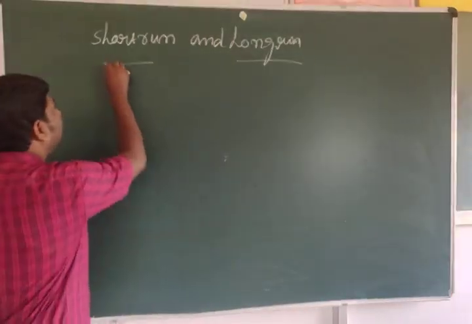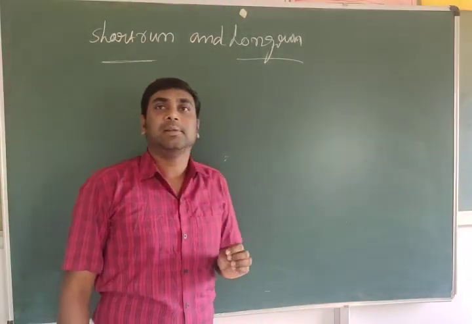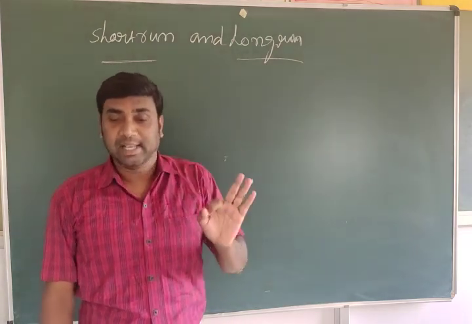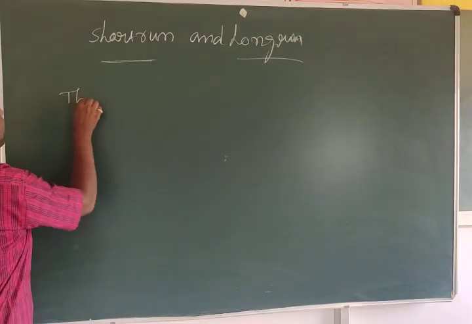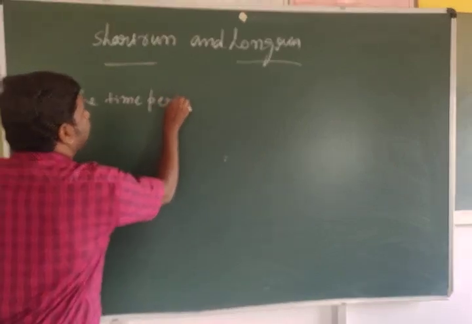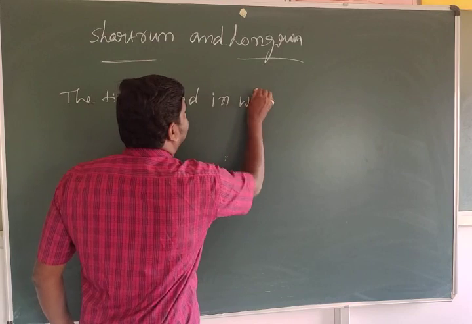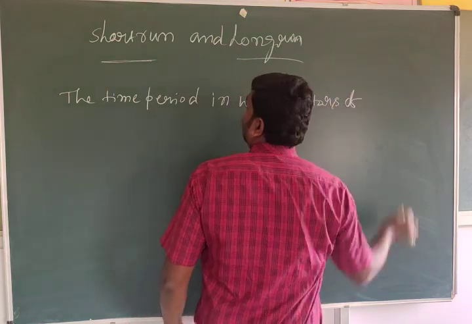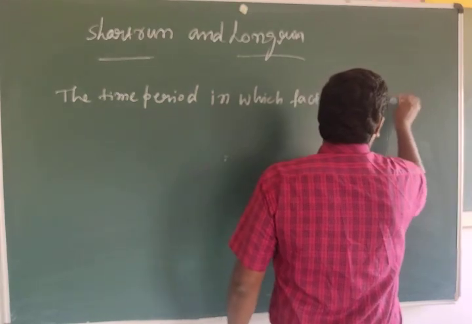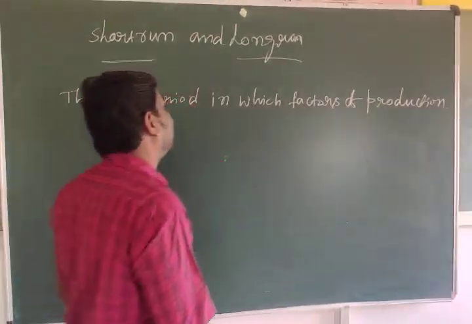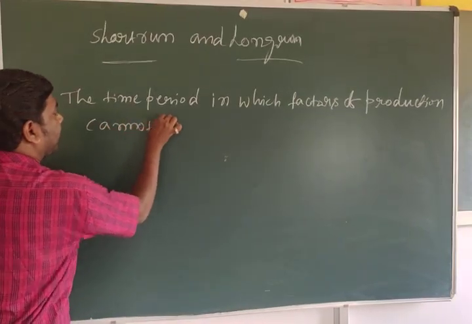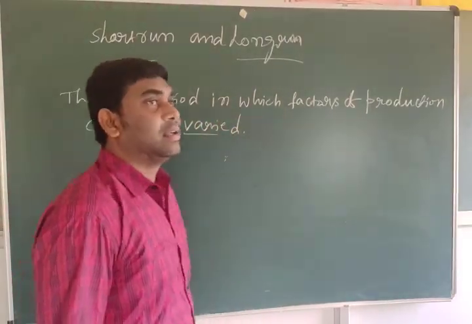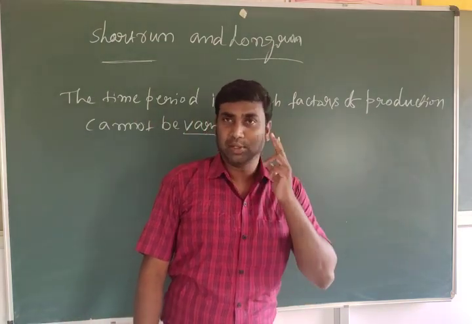First, what is the meaning of short run? Short run is the short time period. Otherwise we can say, the time period in which factors of production cannot be varied. You have to understand, in the factors of production actually there are two types.